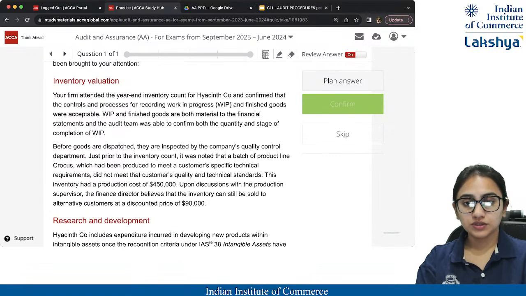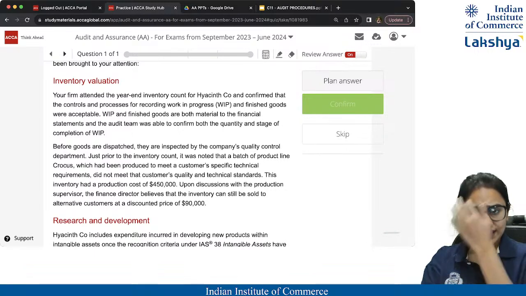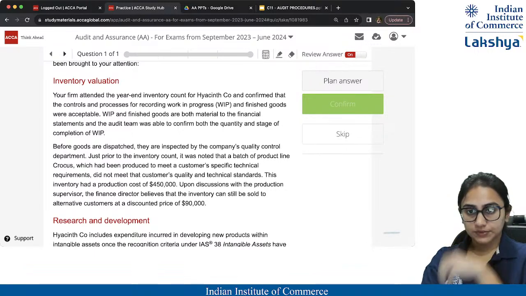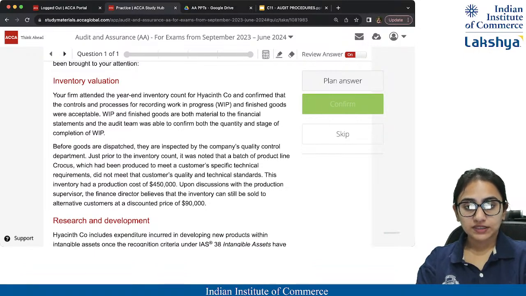Inventory valuation. Your firm attended the year-end inventory count for Hyacinth Company and confirmed that the controls and processes for recording work in progress and finished goods were acceptable. Work in progress and finished goods are both material to the financial statements, and the audit team was able to confirm both the quantity and stage of completion of work in progress. Before goods are dispatched, they are inspected by the company's quality control department.